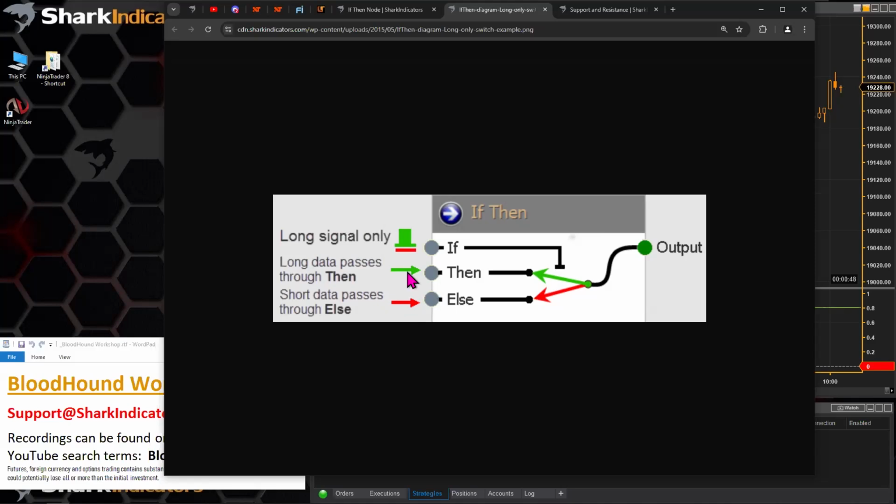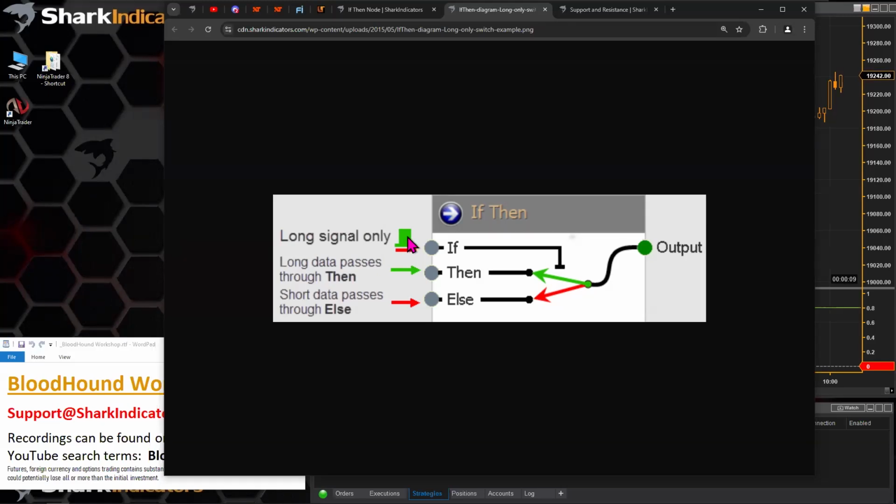The one thing to keep in mind is that long outputs are always calculated separately from short outputs. So this is two switches, right? There's one switch for the long calculation and a separate switch for the short calculation, right? So that's why this has a green switch and a red switch there, right? So always remember that.